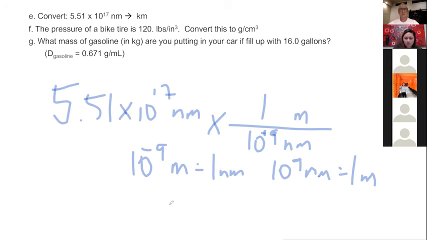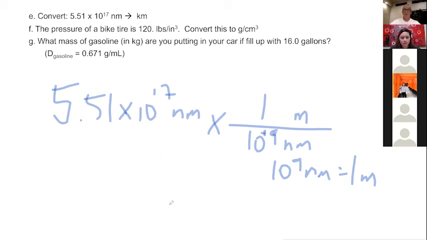That's where the confusion comes, I think. It just depends which one you want to make 1 and which one you want to make not 1. So nanometers are really, really small, so they have to be much smaller than the meter. So if you put 1 meter, you have to have 10 to the 9th nanometers on the bottom. Okay.